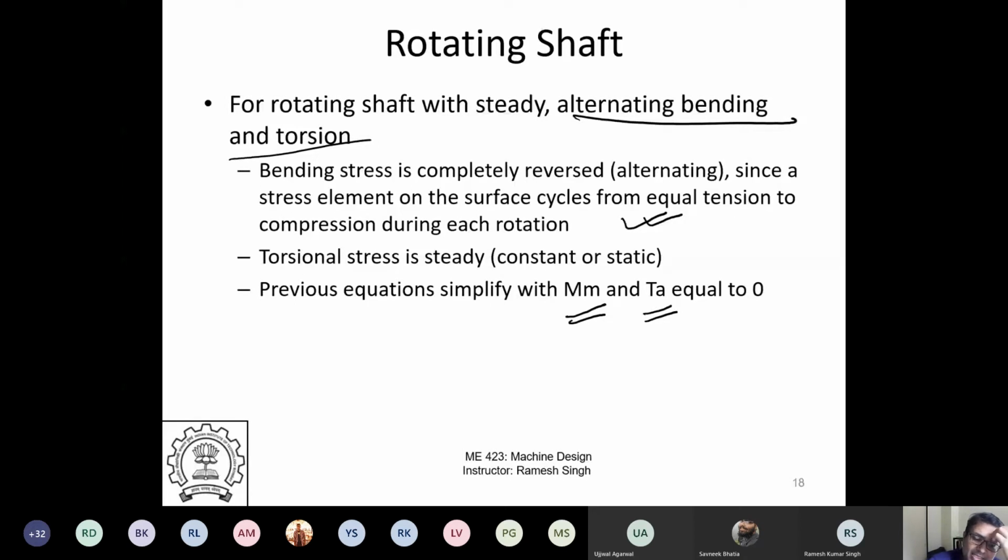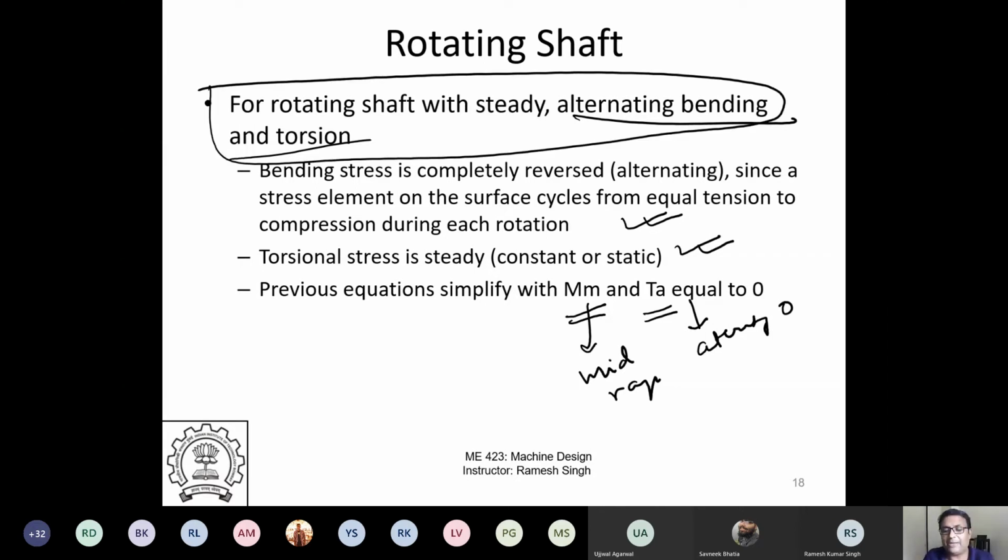And the torsional stress is steady, so it is constant when you have alternating bending and torsion, and the bending moment is alternating. So your mid-range for bending is 0, and the alternating component for torque is 0. So for the condition with steady torsion and alternating bending, you have to put sigma_m equal to 0 and tau_a equal to 0. Okay.